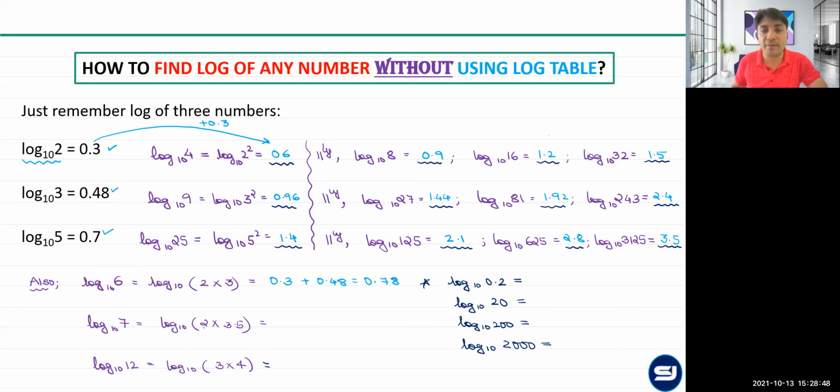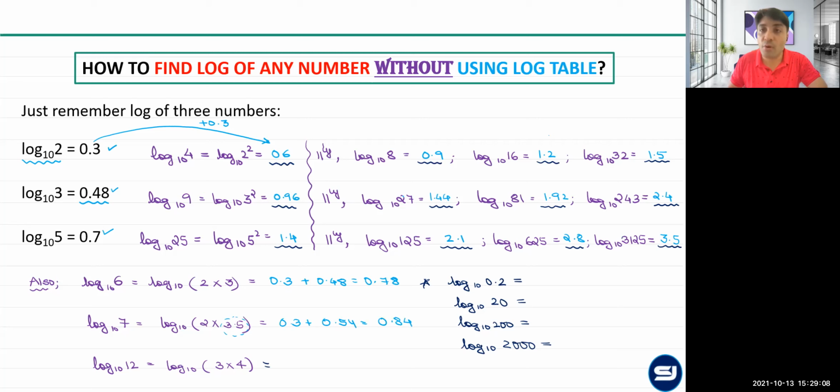Log 7 can be splitted as 2 into 3.5. Now 3.5 ka log could be found by a number between the log 3 and the log 4, which is 0.48 and 0.6 ke beech mein. Take it as 0.54 and add it to 0.3. So it will become 0.84.